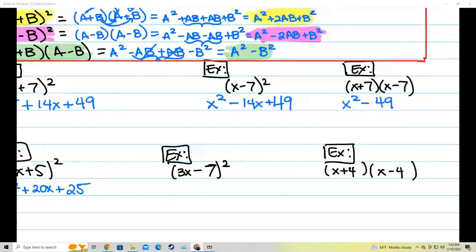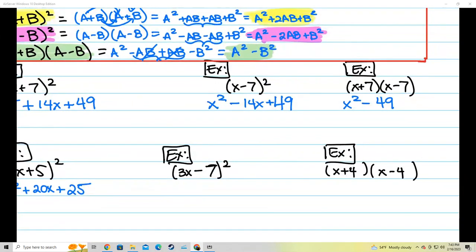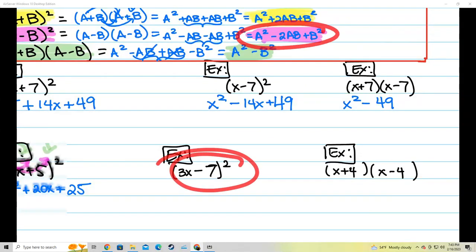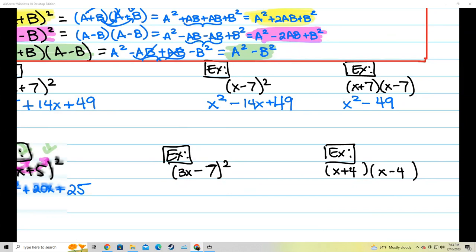Let's try it again, because I think hopefully you're starting to get the hang of it. This is going to be shortcut number 2. Shortcut number 2 looks like this. It's kind of the same thing though. You're still going to go first part times first part. That's a 3x times a 3x, which is a 9x squared. That's how it's going to start. The way it's going to end is with the second part times the second part. So 7 times 7, that's going to be a 49.